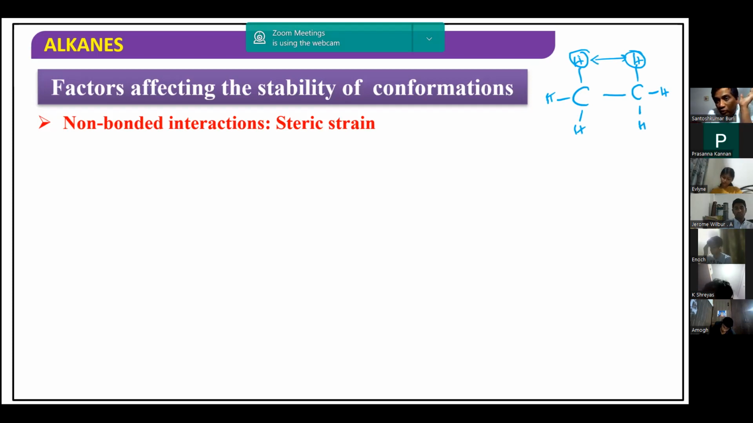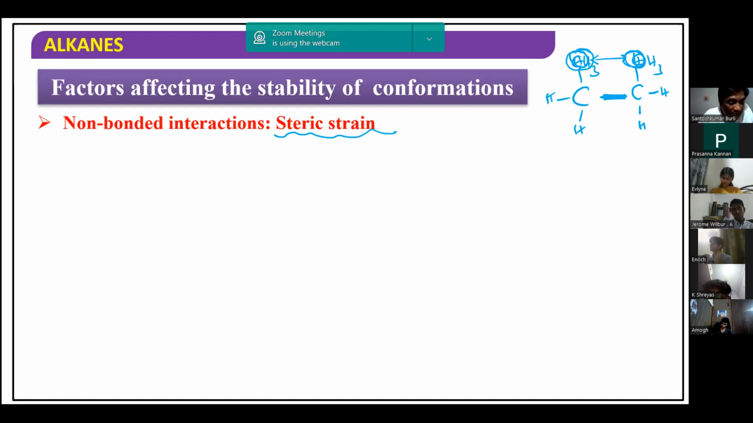Now, instead of hydrogen, if I have, let us say, CH3 here and CH3 here, instead of hydrogen we have some bulkier groups attached. Then the steric strain comes into picture. When the size of the atoms or groups attached to the carbon-carbon single bond is larger, then along with the torsional strain, steric strain also has to be considered for stability.